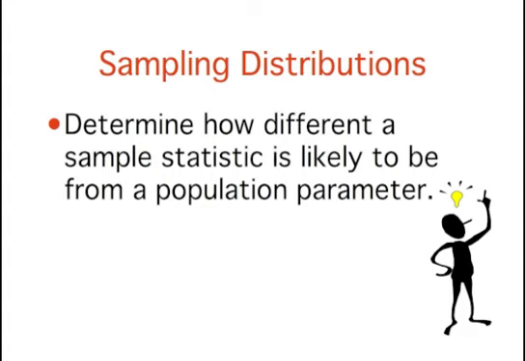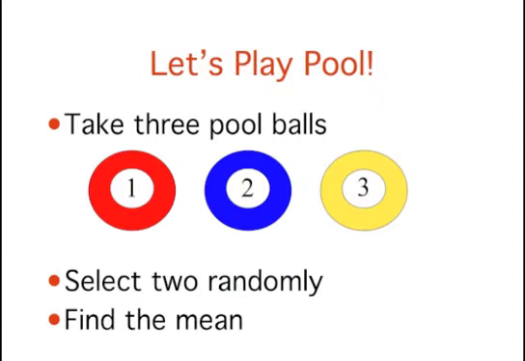Because inferential statistics concern generalizing from a sample to a population, it is critical to determine how far sample statistics vary from each other and from population parameters. These determinations are made based on sampling distributions. To illustrate the concept of a sampling distribution, we'll use a simple example. Select two of these three pool balls randomly and find the average of their numbers.